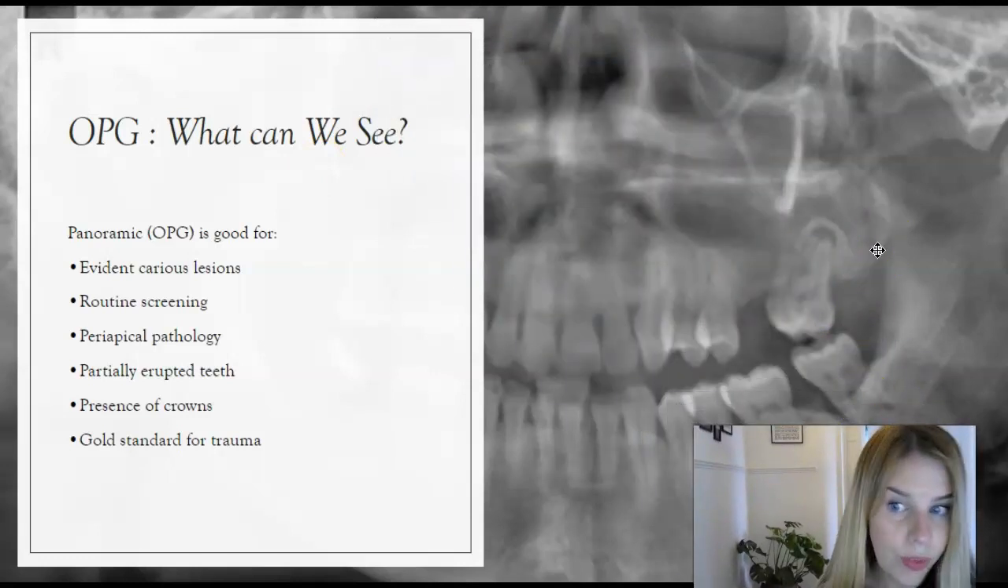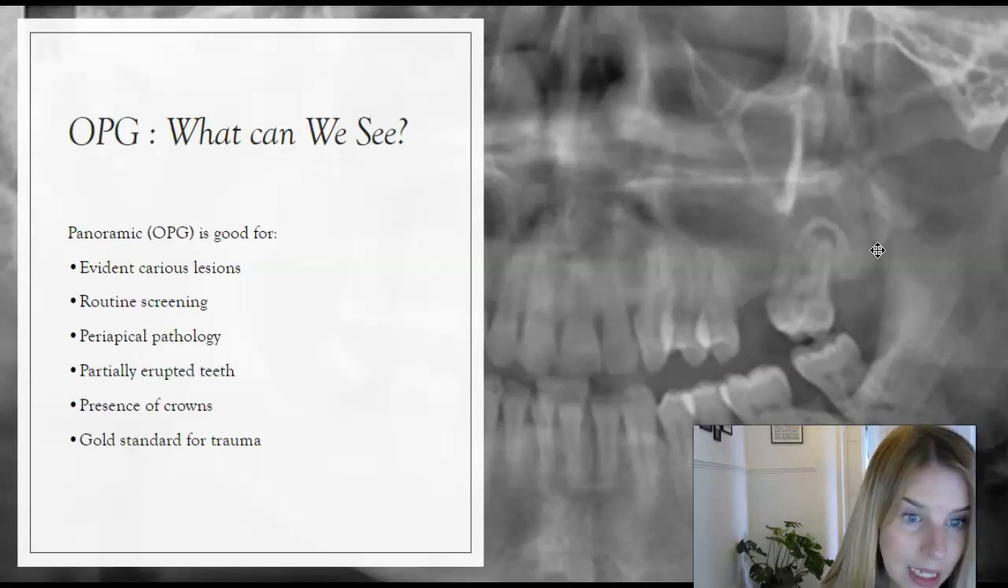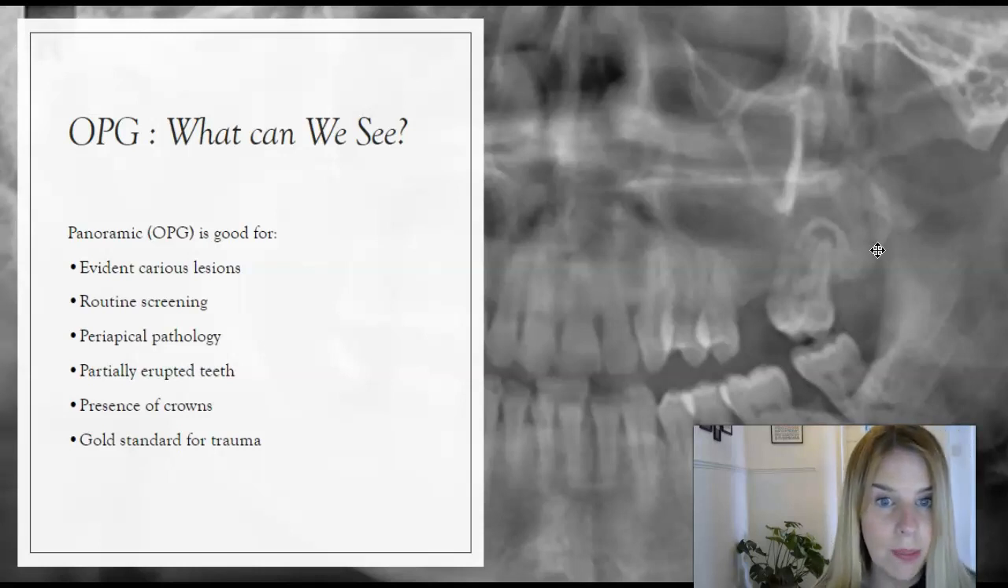You can hopefully, if there is something to see, sometimes there's not, but you can see any carious lesions, any periapical pathology, any partially erupted teeth, so teeth that are about to come through that are maybe causing a lot of pain. You might see the presence of any crowns or implants, and it is the gold standard for trauma, so you might actually see that someone who's been punched in the face or someone who's been in a car accident or whatever it might be, you might see some fractures, some missing teeth, some broken teeth. So it is a really good method of just getting an overview of the mouth.